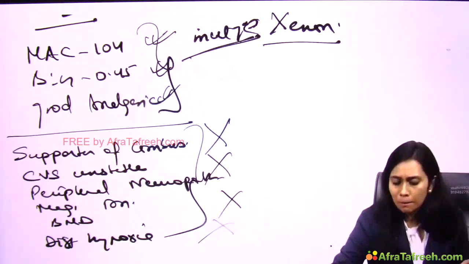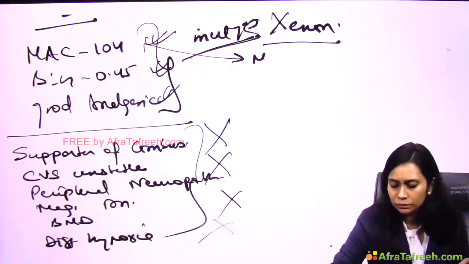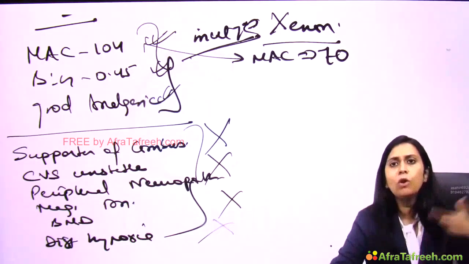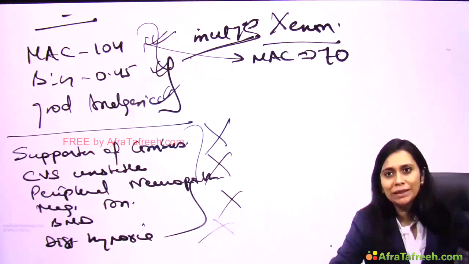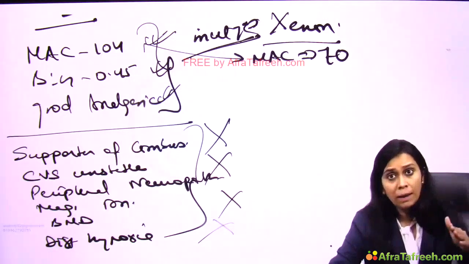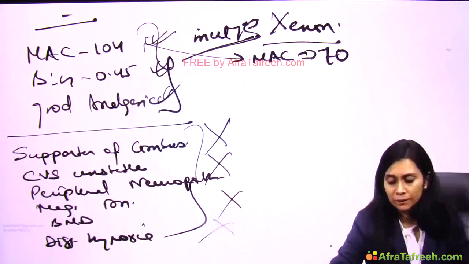MAC of xenon is 70. So this makes it more potent than nitrous oxide. Definitely less potent than potent inhalational agents, but more potent than nitrous oxide. Less MAC, high potency, we have discussed.